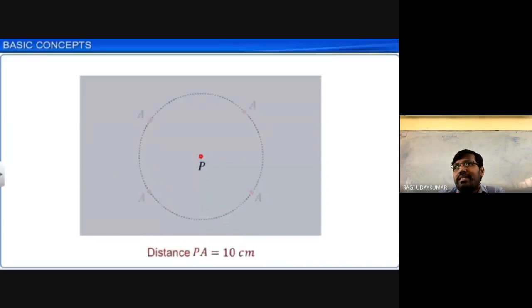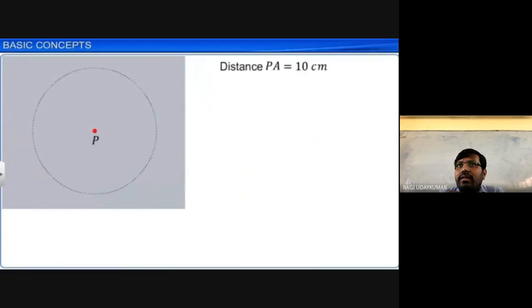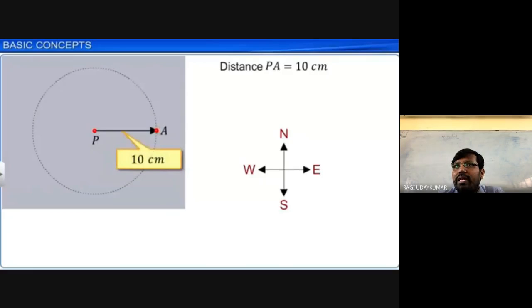So distance is equal to 10 centimeters here. Suppose you are taking directions: north upwards, east right side, west left side, and south downwards. Suppose I am asking for a point towards the east from the point A. So the direction we are showing here is towards the east. That is called displacement, which is called a vector. The first one, distance, is a scalar, and the second one is a vector.